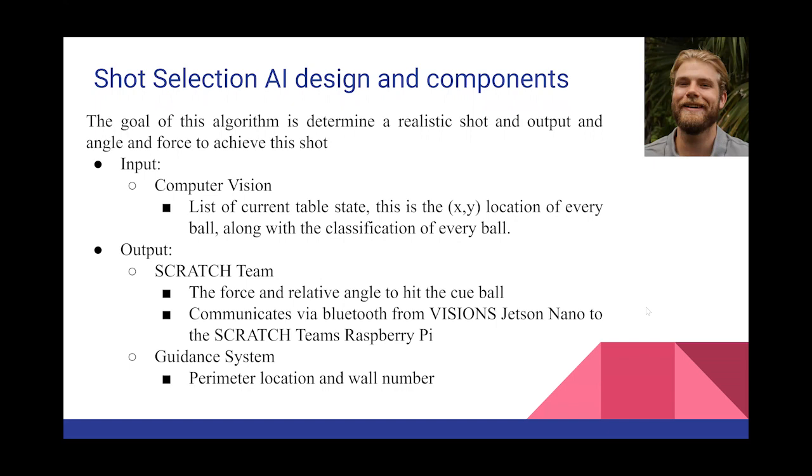For the shot selection AI, the design and components of it, the goal of the algorithm is to determine a realistic shot and output the angle and force to achieve this shot. The input would be from the computer vision system and is the current table state, which shows the X and Y location of the balls along with the classification of the balls. The output will go first to the scratch team, giving it the force and relative angle to hit the cue ball. This is done by communicating via Bluetooth from our Jetson Nano to the scratch team's Raspberry Pi. The second output will be to Alex's guidance system. This will give him the perimeter location and wall number.